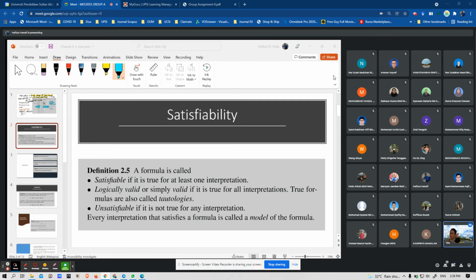A propositional logic formula is said to be satisfiable if it is a tautology or a contingency. This can be two cases: tautology, and the next one will be contingency.